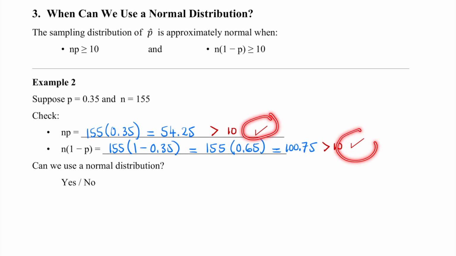Because both conditions are met, we can use a normal distribution to approximate the sampling distribution of the sample proportion.